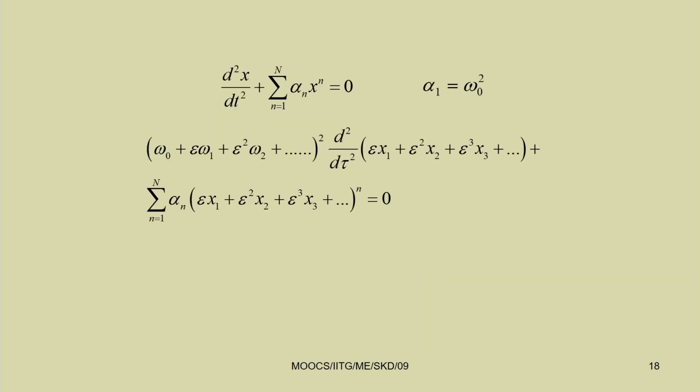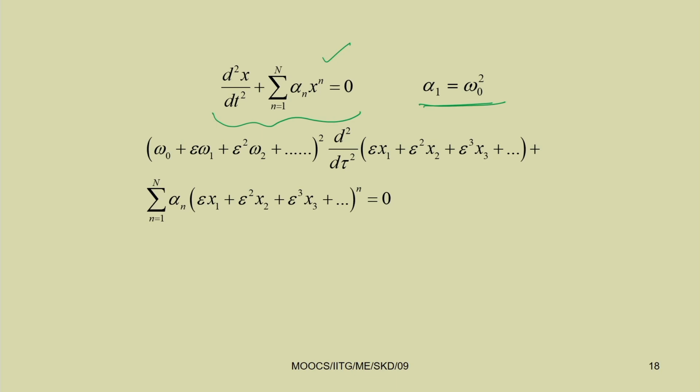In that form, we can write this equation in a simplified way like this, that is d square x by dt square plus summation n equal to 1 to capital N alpha n x to the power n equal to 0, where you can take alpha 1 equal to omega 0 square. This equation, if you take n equal to 3, will reduce to the previous equation that we have studied; otherwise you can take higher order terms also.